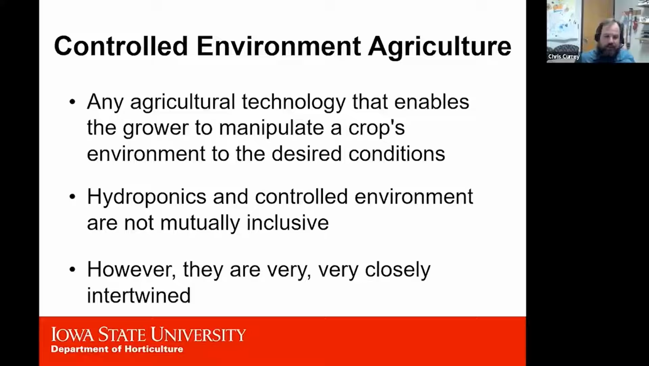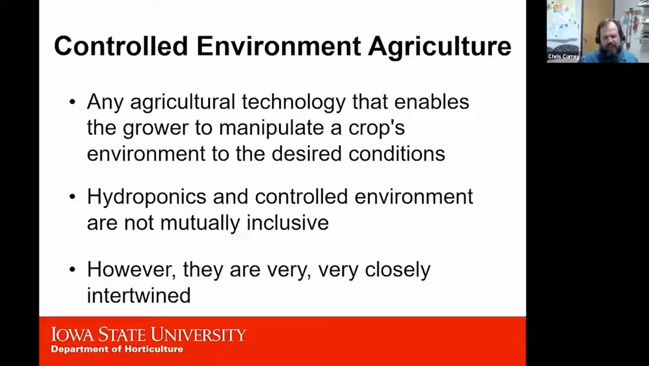You can have hydroponic systems out of doors. This is actually quite commonly done in Australia for food crop production. And you can also have crops grown in field soils inside of a greenhouse. And you'll see an example of that later in this presentation. However, very frequently, we're going to see controlled environments and hydroponics used together to produce crops.